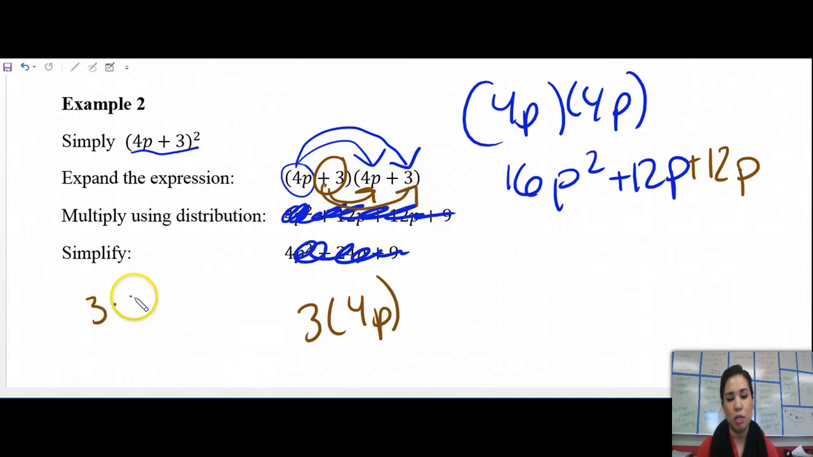So positive 3 times positive 3, I know that. That's going to be 9. So I'm going to put plus 9. Okay, we're not done yet. We still need to simplify.